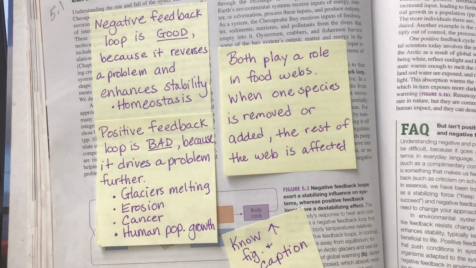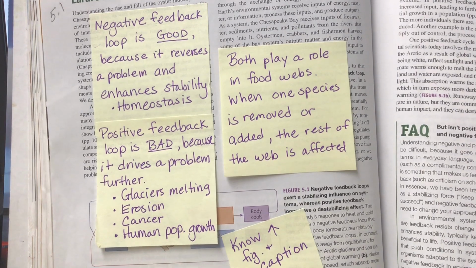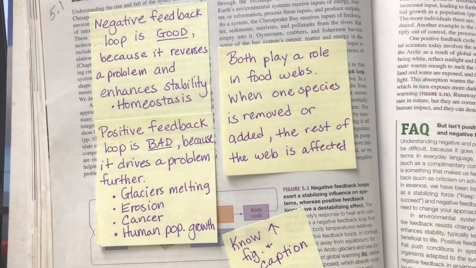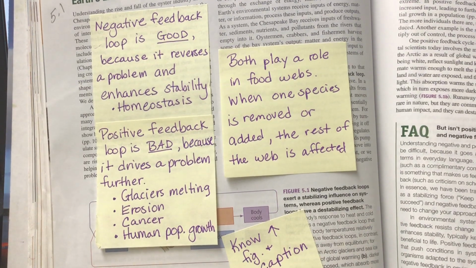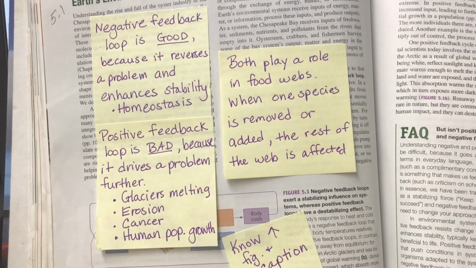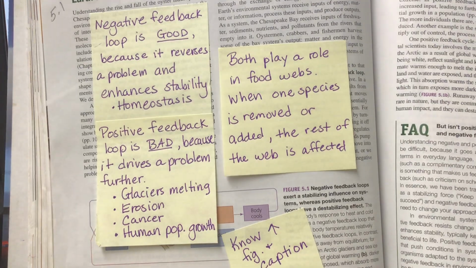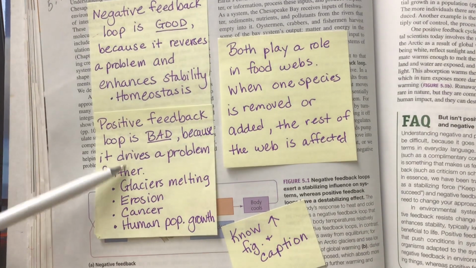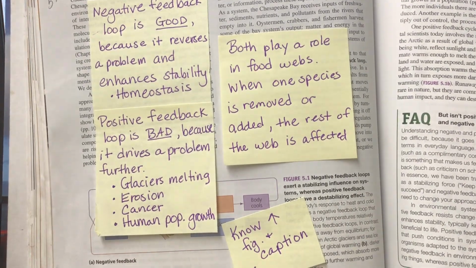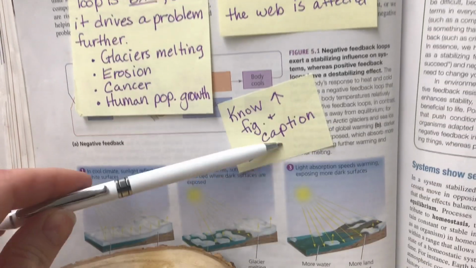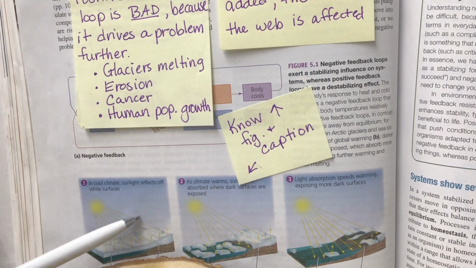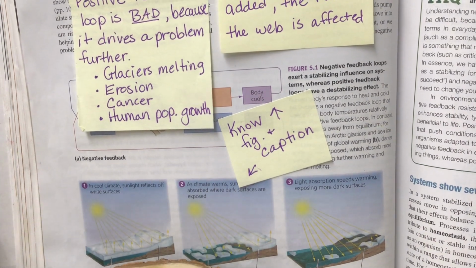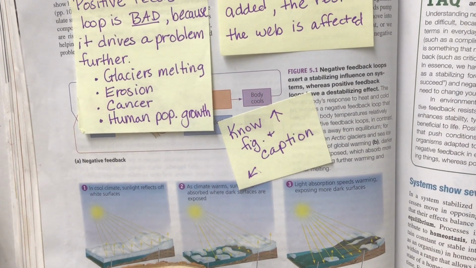In our class, we often study the bad ones, which are positive feedback loops. It's driven in a further direction. That's what we mean by positive. Not that it's good, it actually just keeps going forward. So the glaciers melting and the examples down here at the bottom. Know this figure and caption and how melting glaciers can make it warmer, which melts more glaciers.